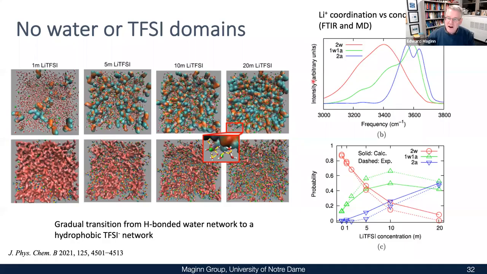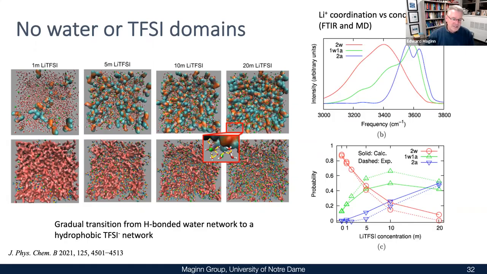From FTIR, they could back out the concentration of what they're calling systems where there's two anions associating with each other. That's the blue curves. One water and one anion, that's green, and then two waters. And by integrating these, they can get the concentration or the probability of these different systems. And so what we're plotting here is the probability of two water in red, one water, one anion, or two anions in blue versus lithium TFSI concentration. And the solid symbols are calculations, solid lines, and the dashed are experiments. And you can see that the simulations are matching the experiments very well.